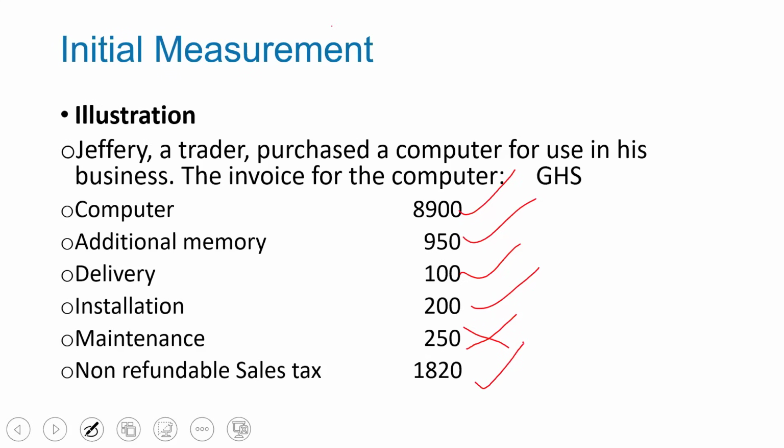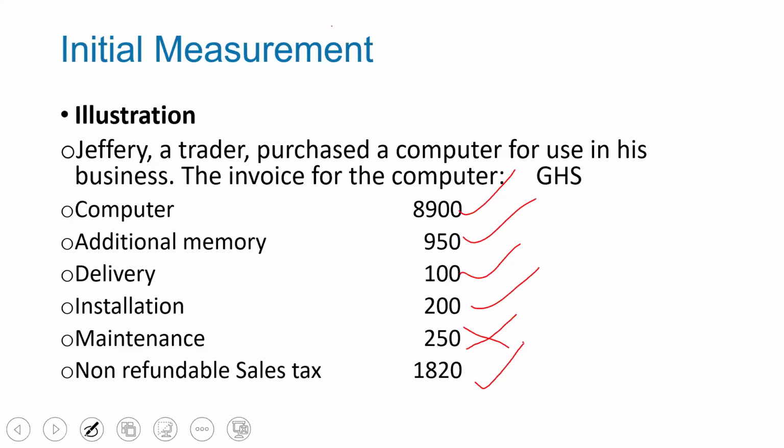Yes, ma. Great. So now let's add. 8,009 plus 950 plus 100 plus 200 plus 1820. What do you get, friends? So if you're getting 11,970, then I think it should be correct.